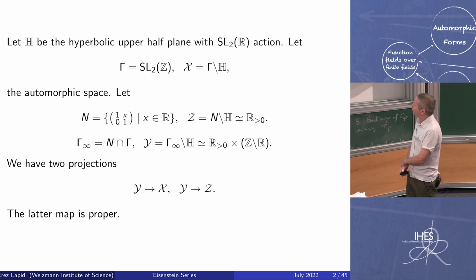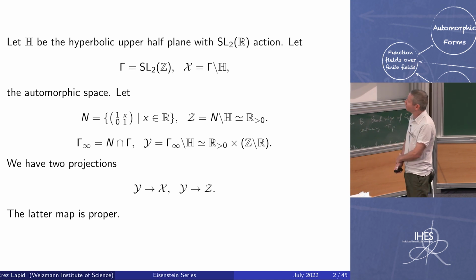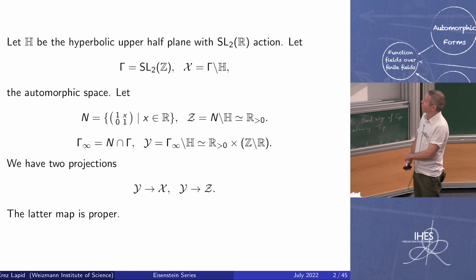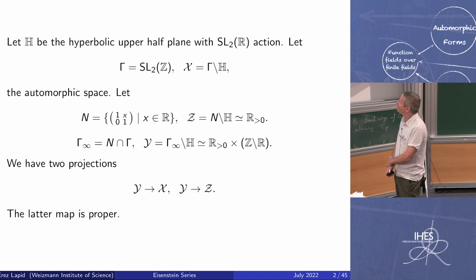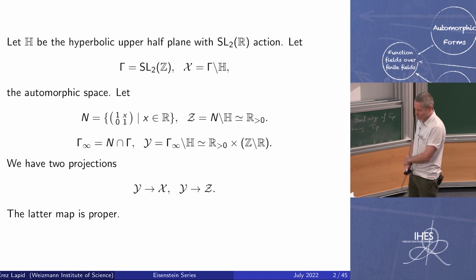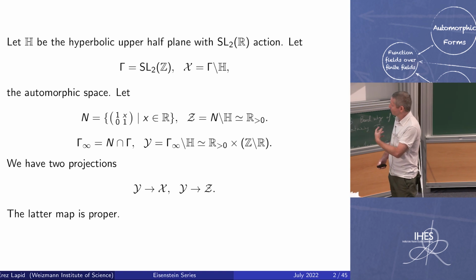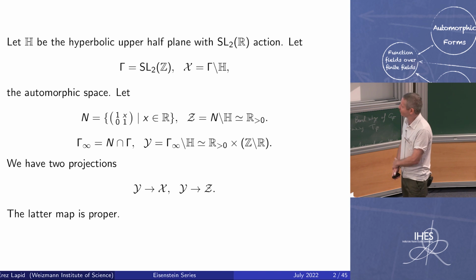And we have maps from this H mod gamma infinity. Gamma infinity is just the intersection of gamma with N. So we have a map from Y to X, because gamma infinity is contained in gamma, and a map from Y to Z, because gamma infinity is contained in N. And the second map is proper. The fibers are just circles. So this picture shouldn't be unfamiliar to you.